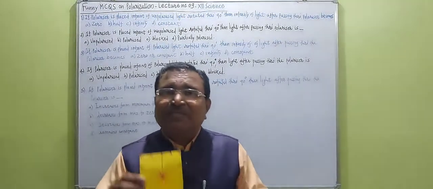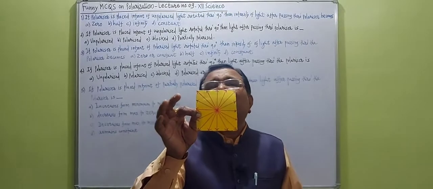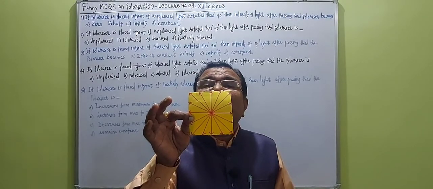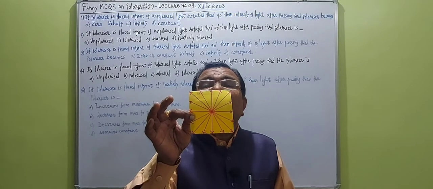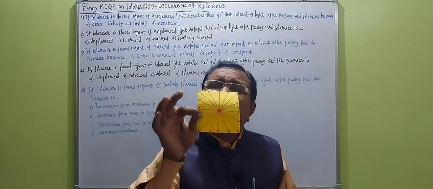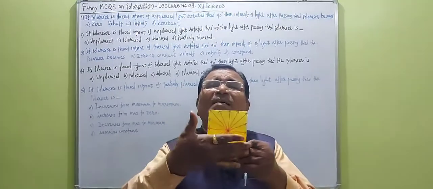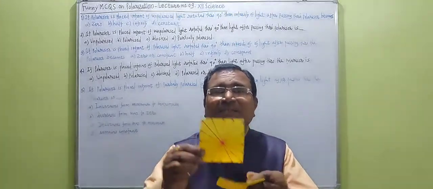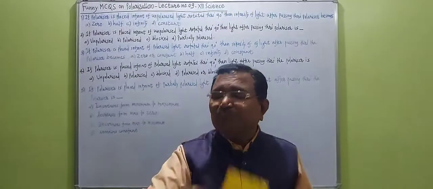Number 3. This is a symbol of unpolarized light. Vibrations of electric vectors occur symmetrically in all possible directions in a plane. This is a single plane and vibrations occur in all possible directions. So this is a symbol of unpolarized light.